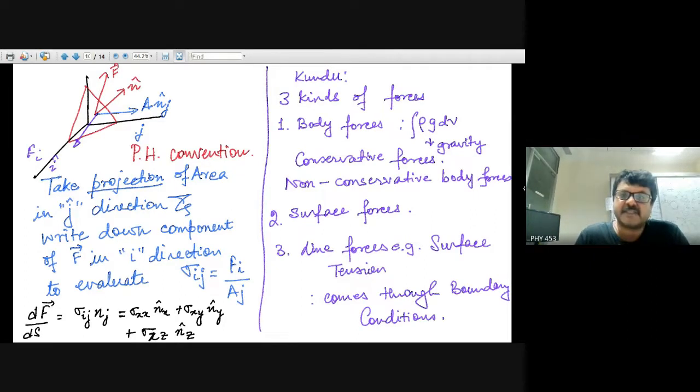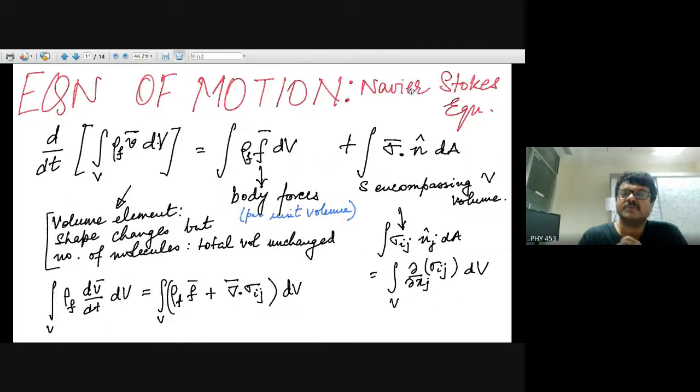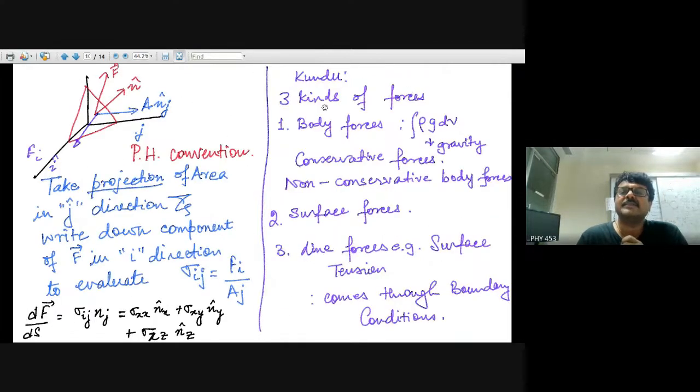And I already started with this, but as Kundu states, there can be body forces, something like gravity, which acts on the density. It's like the entire mass of the fluid is acted upon by gravity, rho dV into g. And one can have conservative forces or non-conservative forces, body forces. One can have surface forces, and that's what we have been discussing till now. And there can also be line forces, and these typically are stated in the problem through boundary conditions, right?